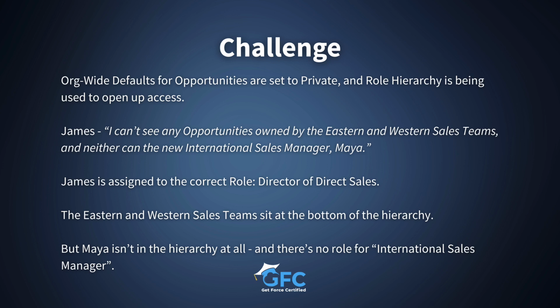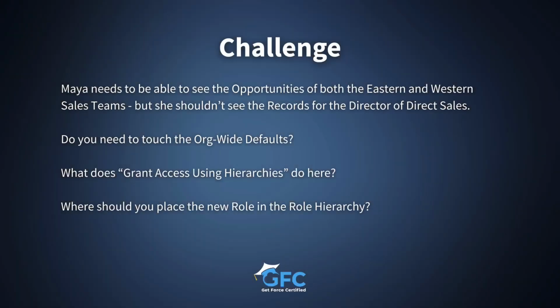When you check the role hierarchy, you notice that James is assigned to the correct role. He's assigned to the Director of Direct Sales. The Eastern and Western sales team sit at the bottom of the hierarchy, which is correct. But Maya isn't in the hierarchy at all, and there's no role for International Sales Manager. So the requirement for you here is that Maya needs to be able to see the opportunities for both the Eastern and Western sales team, but she shouldn't be able to see the records for the Director of Direct Sales. So how can you solve this?